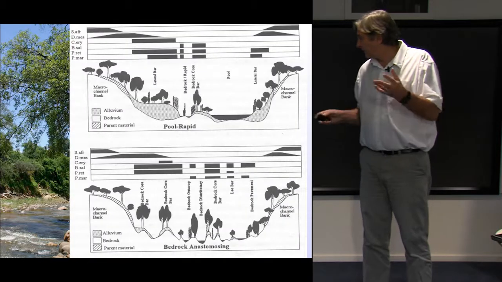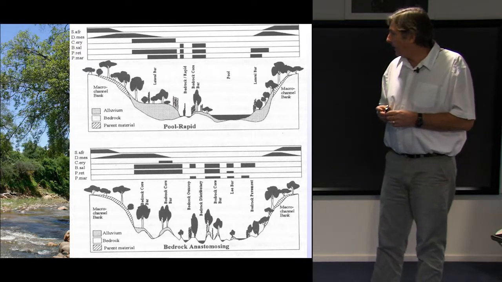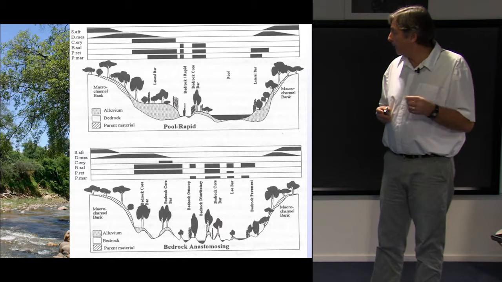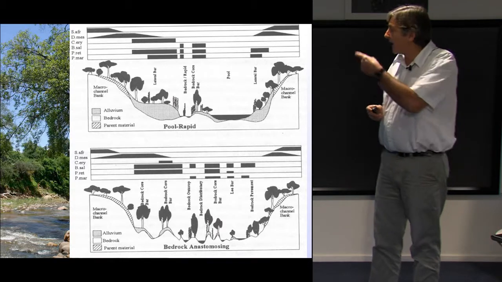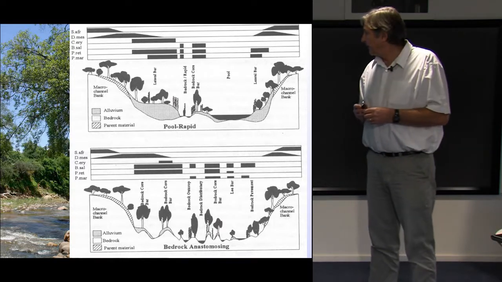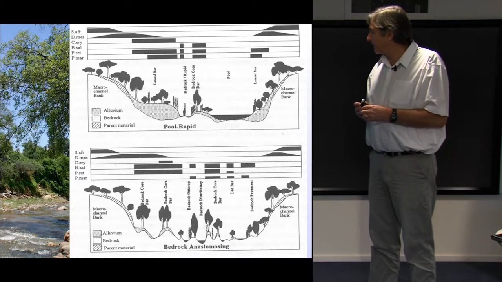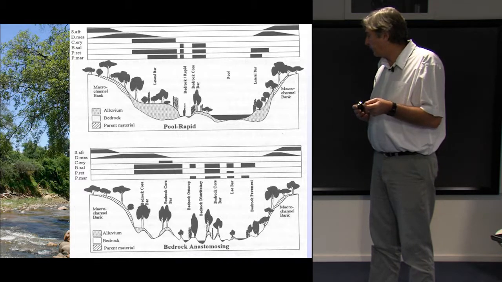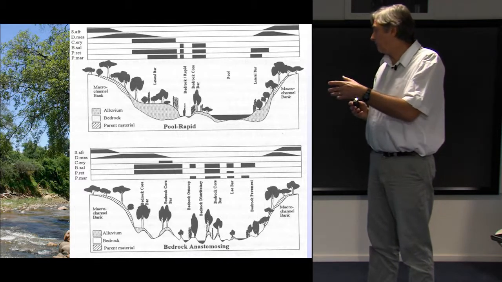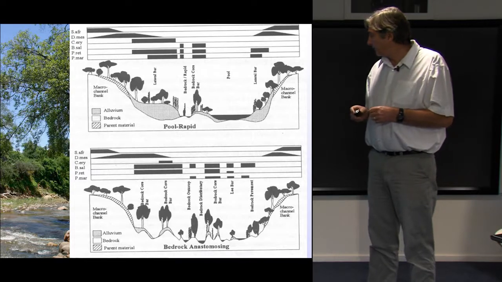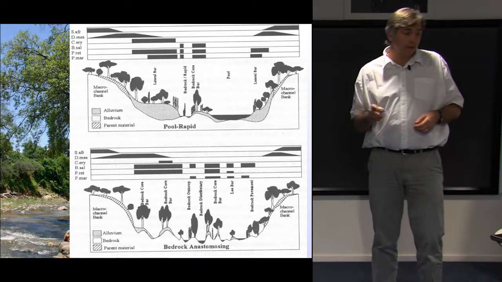Okay, there's just a couple of diagrams of where the Breonadia salicina, B-sal, is. In that pool rapid part of the river, it is confined to the center part of the river. In the bedrock anastomosing part, you can see that B-sal is much more widely distributed through the river.